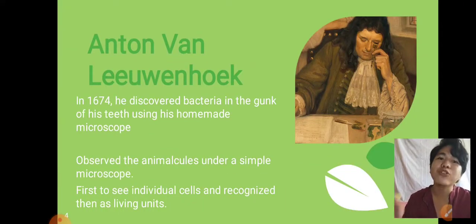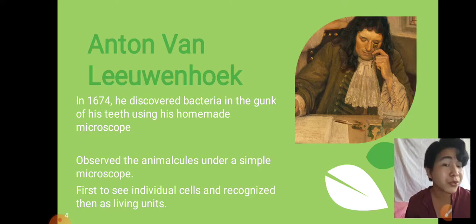And we also have Anton van Leeuwenhoek. Of course, Robert Hooke came earlier, because in 1674, Leeuwenhoek discovered bacteria in the gunk of his teeth using his homemade microscope. If Robert Hooke discovered dead cells, because the cork cells are already dead, Anton van Leeuwenhoek discovered living cells.